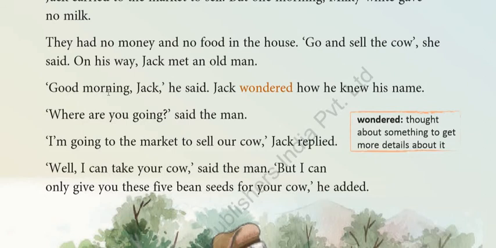So now what happened? On that particular day when the cow did not give milk, not even a little amount, they were having no money and no food. How will they survive? Actually, Jack's mother was really very much tensed. Because of their poverty, it was becoming hard for them to survive, to eat food, to bring food. It was not possible for them.